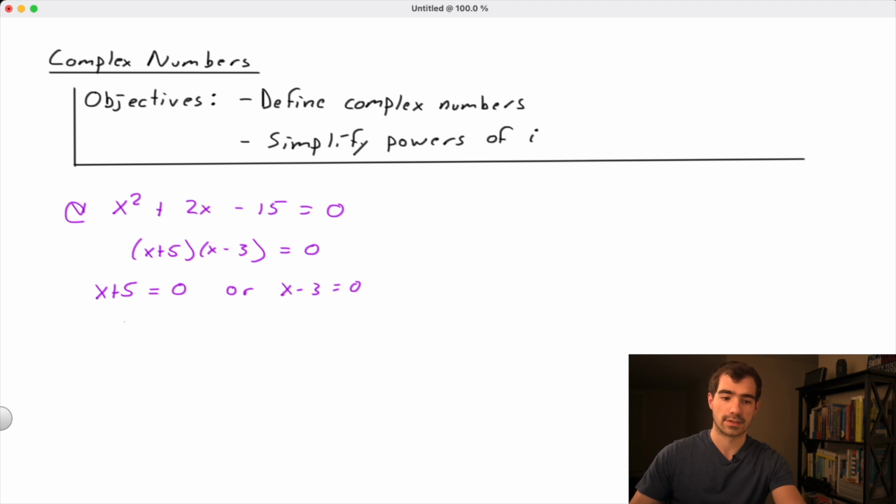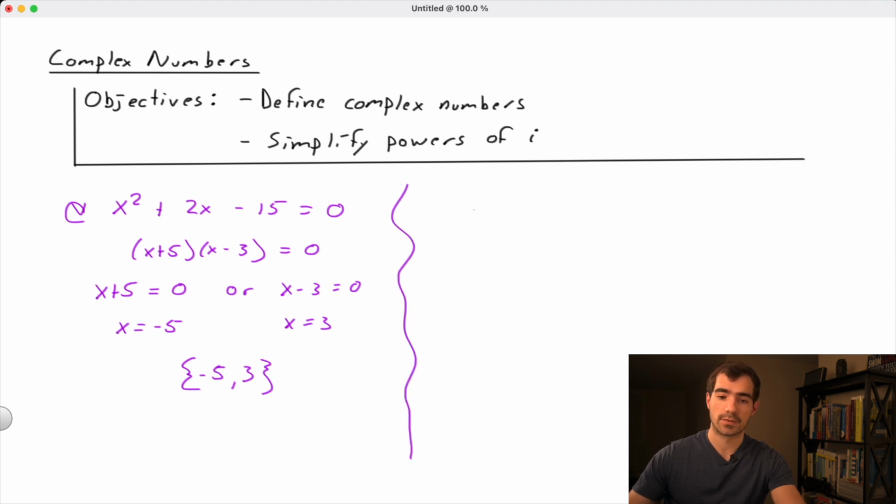solve for our solutions, giving us x is equal to negative 5 when we subtract 5 from both sides here, or x is equal to 3 when we add 3 to both sides here. And these two answers, negative 5 and 3, make up our solution set for this equation. In other words, both of those answers, if we plug them back in for x, will make that equation true. And for the most part, this has worked really well for us.